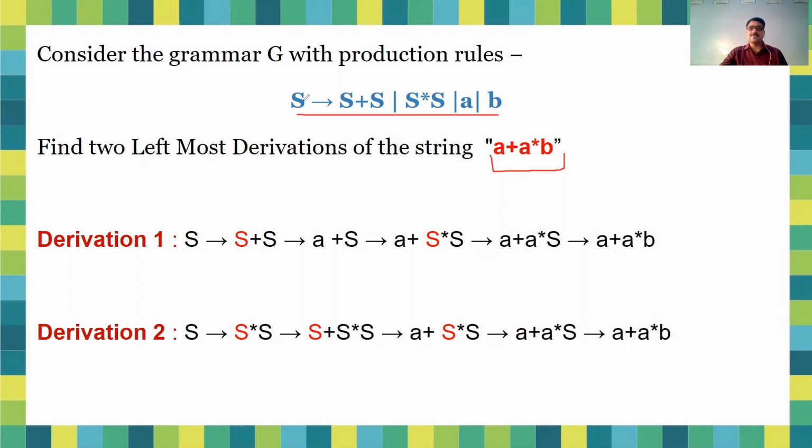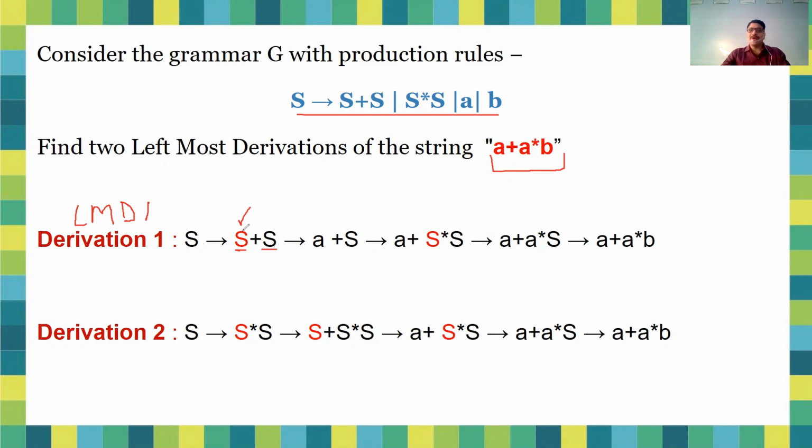Just start with the production S to S plus S. Here I am going to derive the first leftmost derivation, that is LMD1. We start from the start symbol by taking the production S to S plus S. Now we are going to derive the leftmost derivation. Here you can see that there are two variables, S and S. In that case, we have to opt for the leftmost, which will be the S.